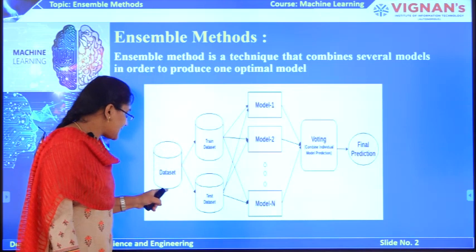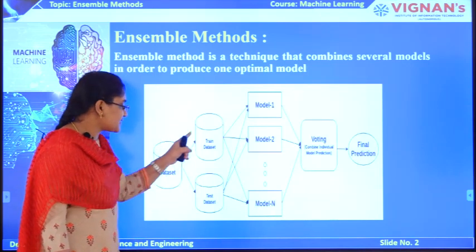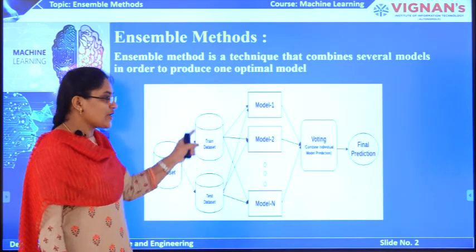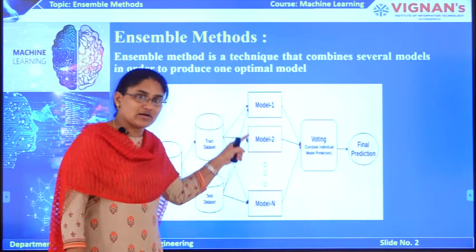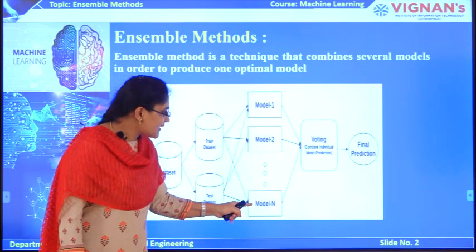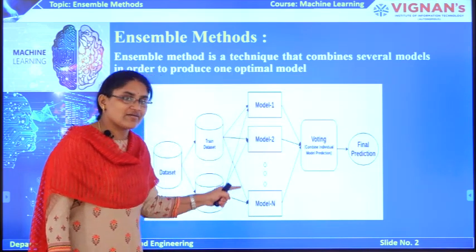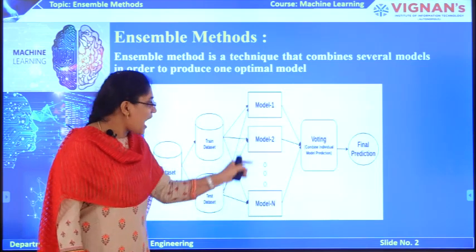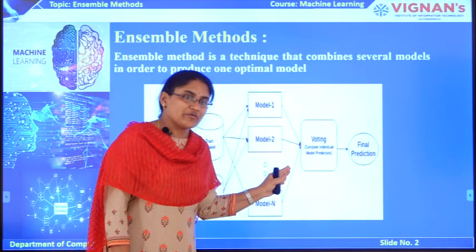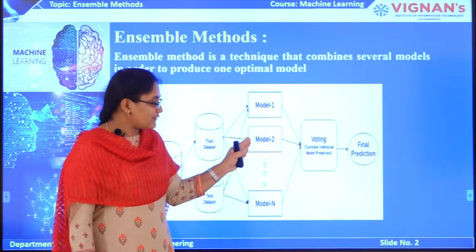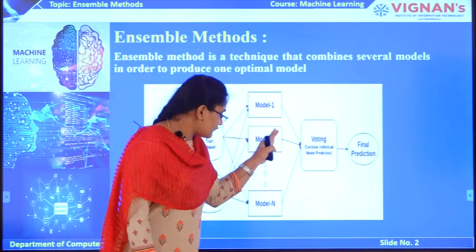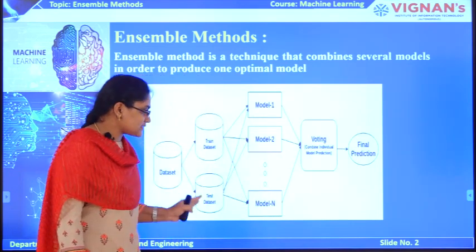Here this is our data set, which contains the training data set and test data set. On this training data set, we apply the multiple models: model 1, model 2 and model n. The number of models depends on our requirement. After applying the models on the training data set, we make the predictions. These predictions are made based on the test data.